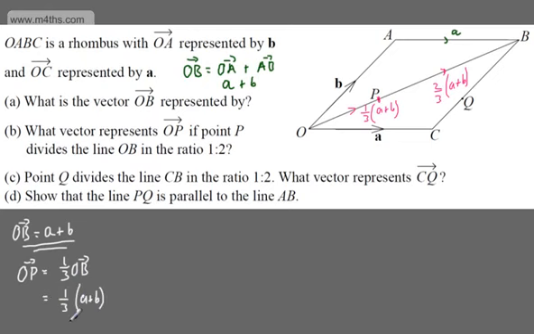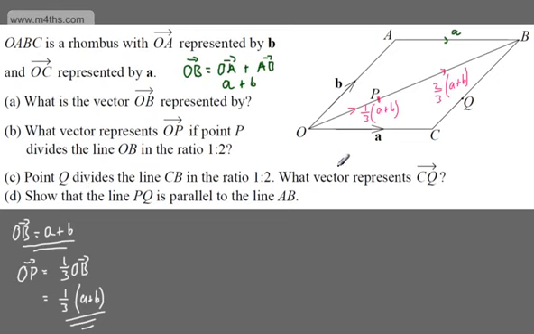The reason I like to put these in brackets like so is that in some questions we might be asked to show parallel lines. A line parallel to this, or vector parallel, will be some multiple of A plus B. So just be aware that if you factor these, it's often easier to find a parallel vector. Okay, point Q divides the line CB in the ratio of 1 to 2.